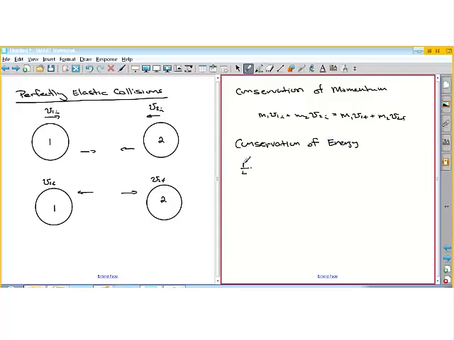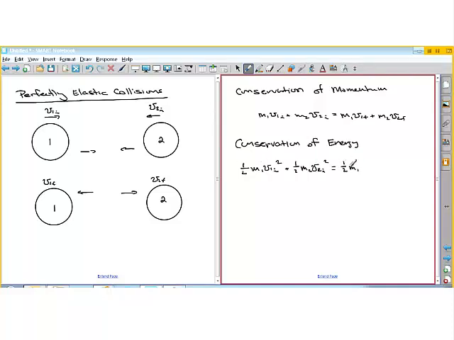And so we have the kinetic energy of object 1 initially, which is 1/2 m1 v1 squared. And then we have the kinetic energy of object 2 initially. So that's our initial kinetic energy. Notice we square them, so these are both going to be positive quantities.